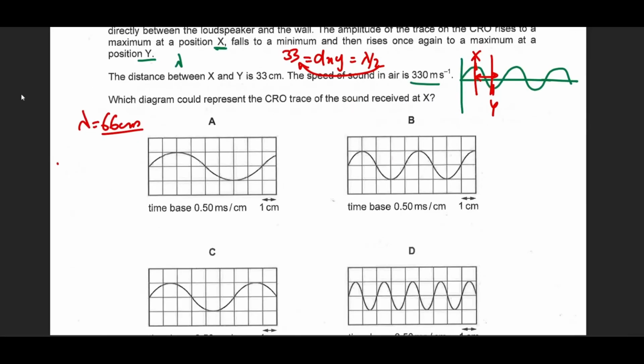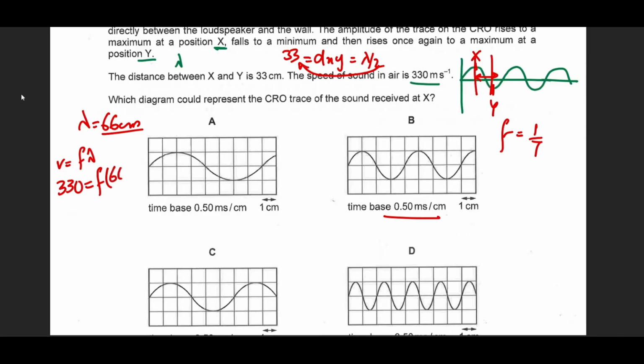Okay, so V is equal to F lambda, right? So this is 330. F, we want to find out the frequency. Why? Because frequency is equal to 1 over T, or T is equal to 1 over F. We need this because we want to find out the time base. We need to find out the time represented on the screen.